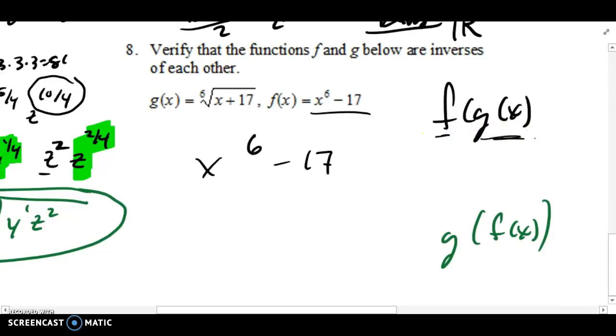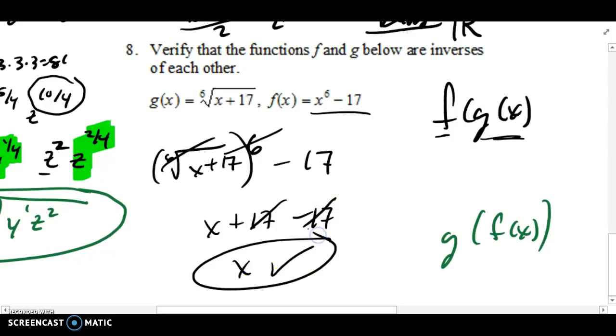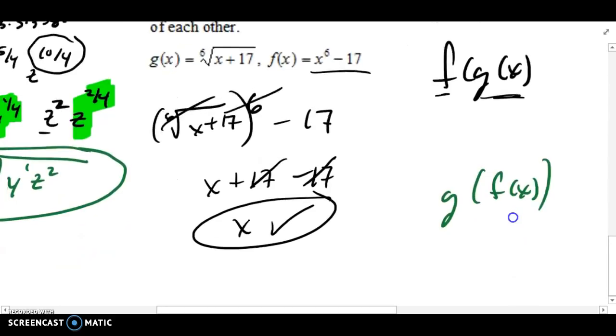Now we're going to put g in. So I'm going to erase the x, and we're going to put g right there. In parentheses. Notice the powers and everything stay. That's going to cancel those. So I'm left with x plus 17 minus 17. Those are going to cancel, and we have ourselves an inverse because everything canceled.